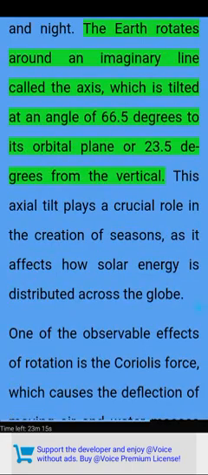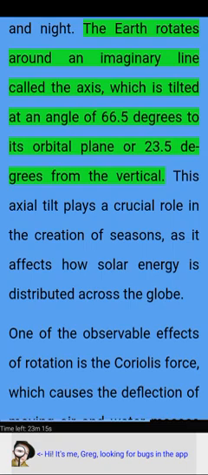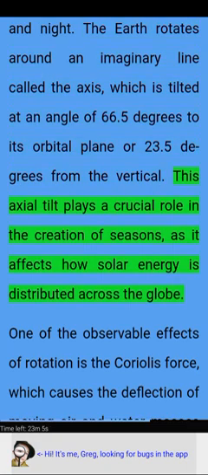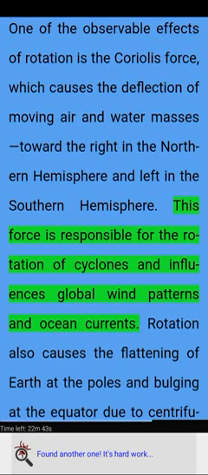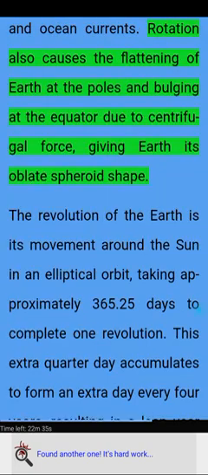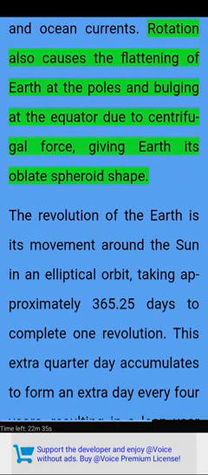The Earth rotates around an imaginary line called the axis, which is tilted at an angle of 66.5 degrees to its orbital plane, or 23.5 degrees from the vertical. This axial tilt plays a crucial role in the creation of seasons, as it affects how solar energy is distributed across the globe. One of the observable effects of rotation is the Coriolis force, which causes the deflection of moving air and water masses toward the right in the northern hemisphere and left in the southern hemisphere. This force is responsible for the rotation of cyclones and influences global wind patterns and ocean currents. Rotation also causes the flattening of Earth at the poles and bulging at the equator due to centrifugal force, giving Earth its oblate spheroid shape.